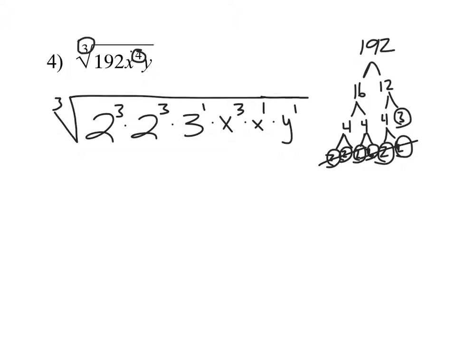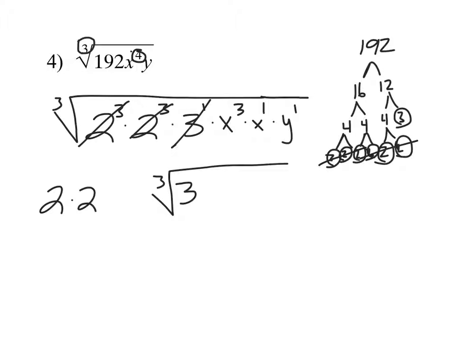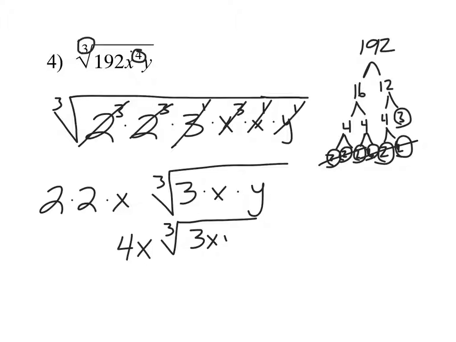Okay, so now, as I look at this example, again, some things are going to stay inside, some things are going to move outside. This 2 is going to move outside the root. This 2 is also going to move outside the root. The 3 is going to stay inside because it doesn't have a power of 3. X moves to the outside because it has a power of 3. The next x stays inside because it has a power of 1. And the y stays inside because it has a power of 1. So 2 times 2 becomes 4, and then I have an x times the cube root of 3xy.